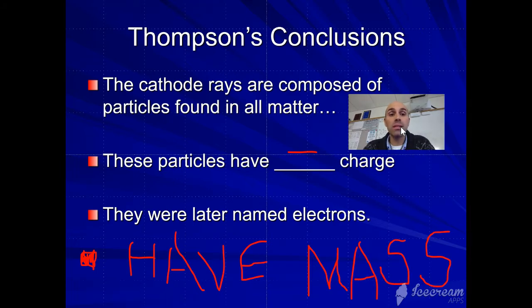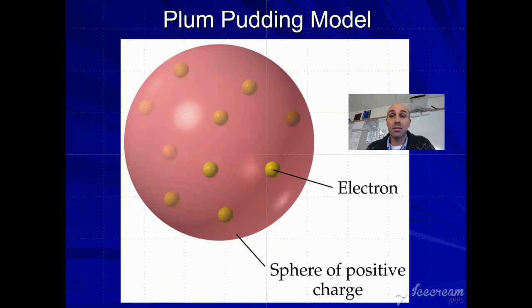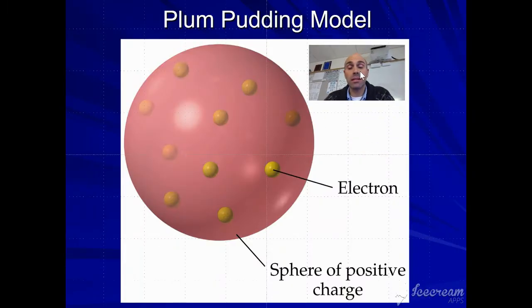From all of these, J.J. Thomson was able to make a working diagram or a working model of the atom. And that working model was the Plum Pudding model. No, not that plum pudding, this plum pudding model. So this is exactly what his model looked like.